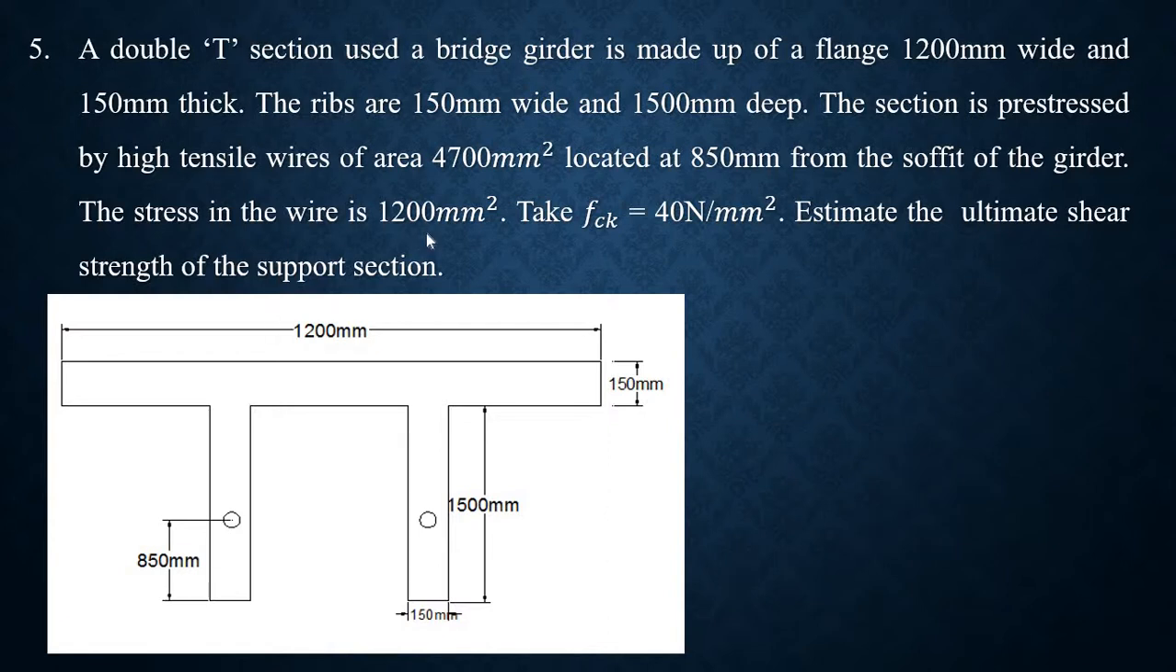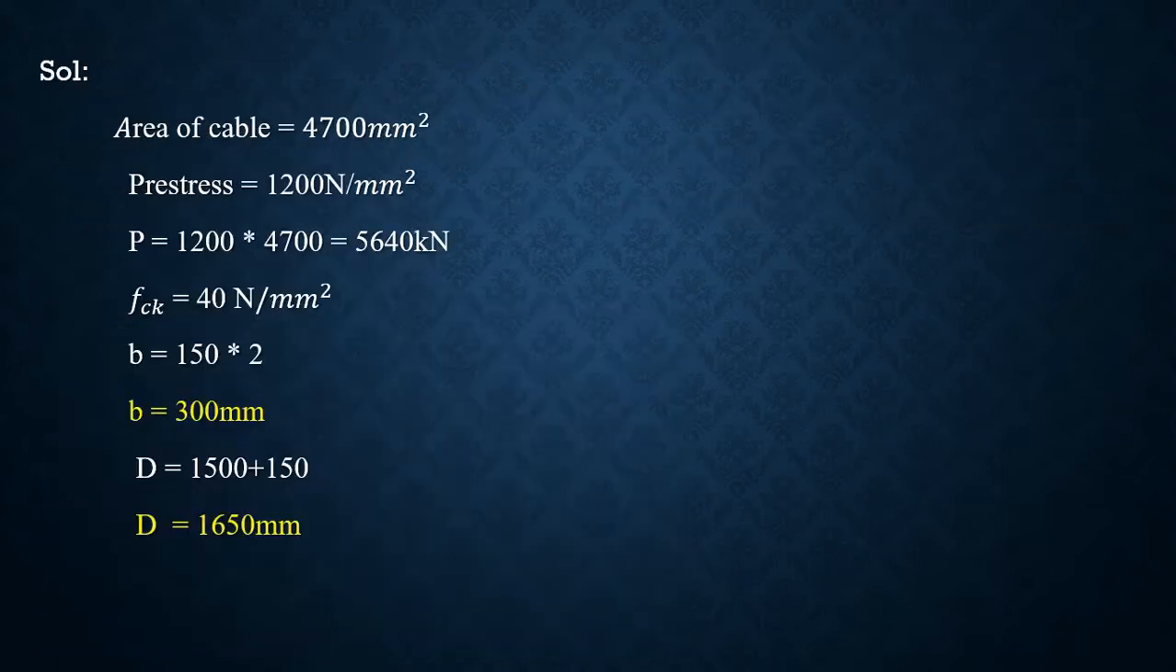The stress in the wire is 1200 Newton per mm square and we should calculate ultimate shear strength of the support section. Like this we should write a diagram. So let's see the calculation part. I have written all the data. That is, area of cable is 4700 mm square and this is a pre-stress 1200 Newton per mm square.